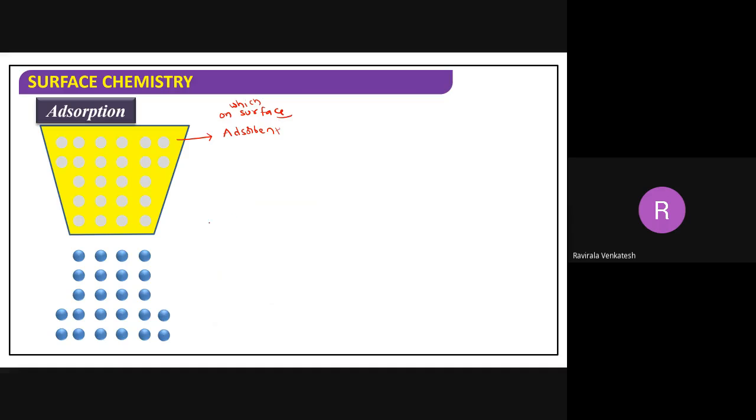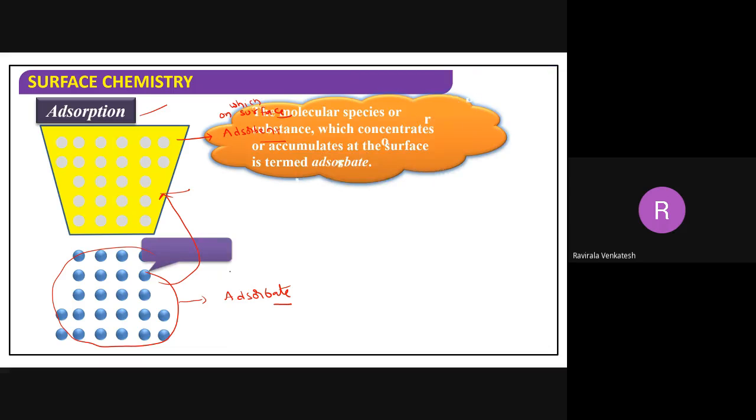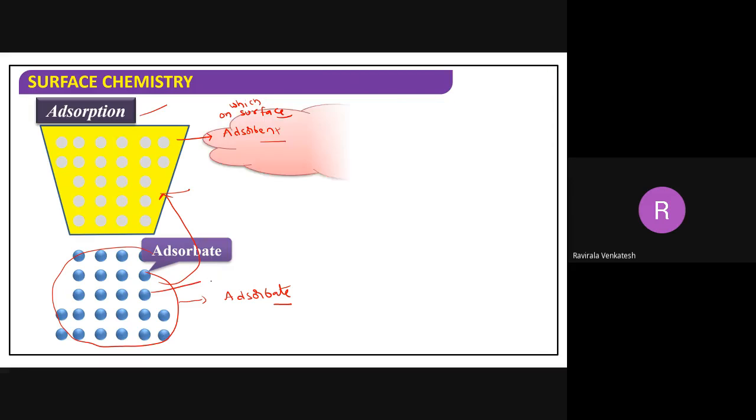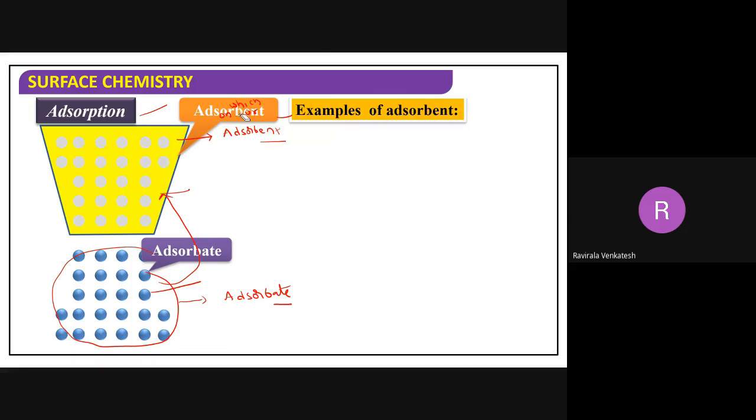Now, what molecules are adsorbing? Those molecules we are taking as adsorbates here, and the phenomenon you are calling adsorption. You see, these molecules are concentrating over the surface here. The surface you are calling the adsorbent, and the molecules which are concentrating you are calling the adsorbate. Adsorbate, adsorbent, right? This one will be the adsorbate, and this one will be the adsorbent.